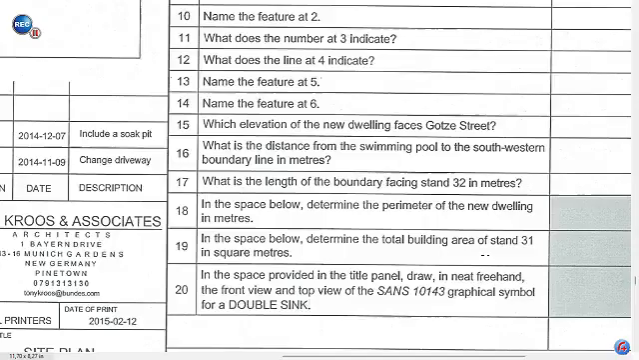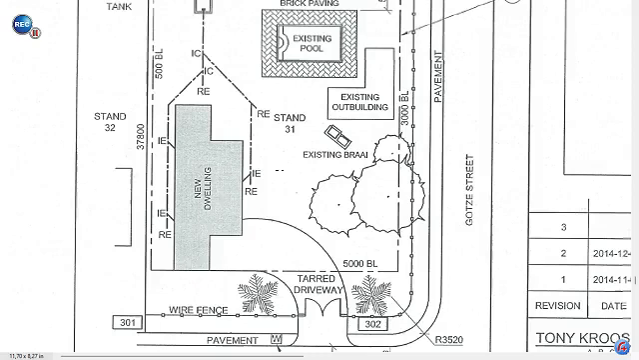378. Number 17, what is the length of the boundary facing stand 32? So if you go to stand 32, which is situated on this side here, and here you're going to find the length is 37 meters, which is 37,8 meters, which will be the length from this point here until that point over there, which is the side of stand 32.